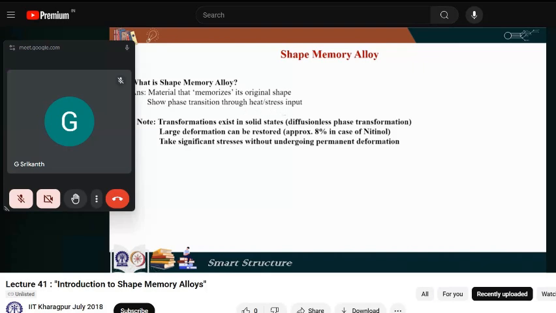Now here the transformations are in solid states, so it transforms from one solid phase to another, and we see large deformation can be restored through it. In the case of nitinol, which is one type of shape memory alloy, around 8% of deformation can be restored. We will see in detail what the restoration of deformation means, and what is meant by phase transition, as we progress. And these materials can take significant stresses without undergoing permanent deformation.